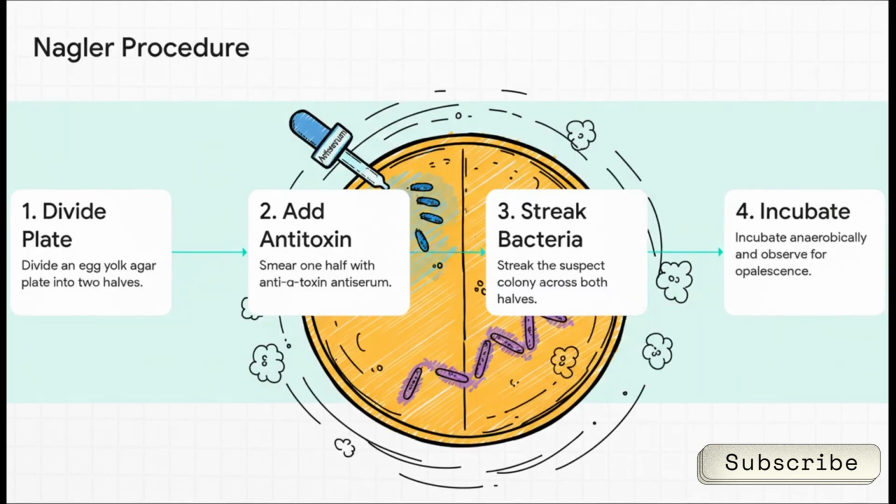The procedure is a classic control experiment, super simple. You take your egg yolk agar plate and draw a line down the middle. On one half, you spread an antiserum, basically an antidote with antibodies that neutralize the alpha toxin. The other half you leave alone. Then you just streak your bacteria across both sides, pop it in the incubator, and wait.